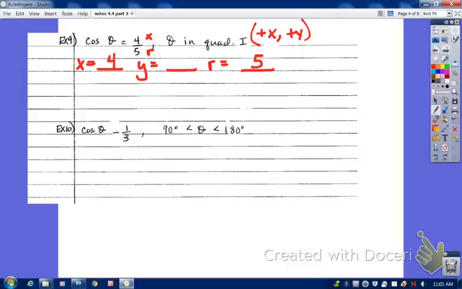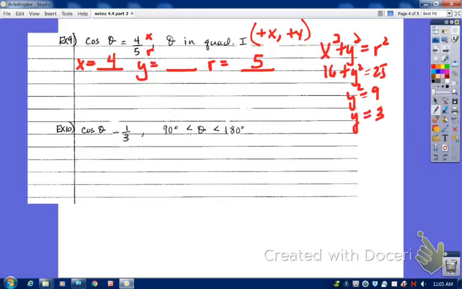And so, what do I not know? I don't know y. So I'm going to use x squared plus y squared equals r squared to find my y, and I do know that y is positive. So that's going to be 16 plus y squared equals 25. y squared equals 9, and y would then be equal to 3. And 3 is positive.